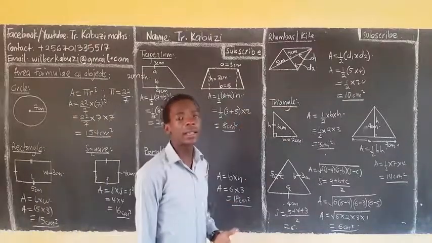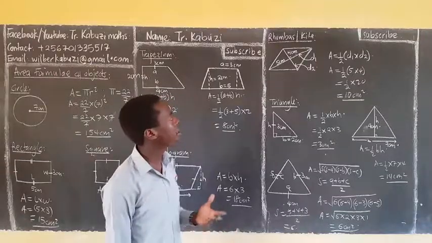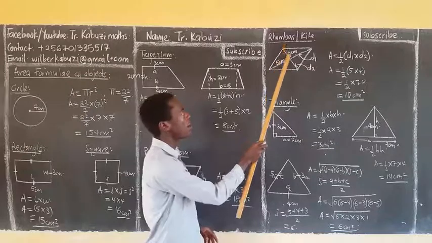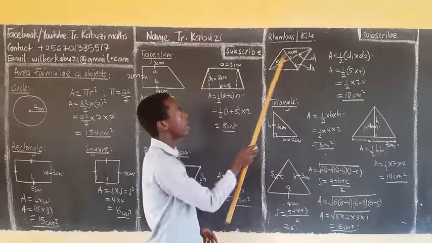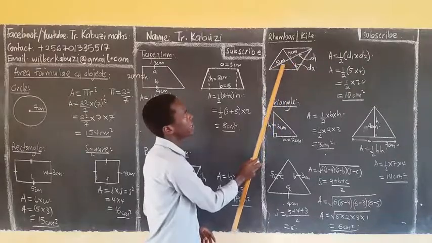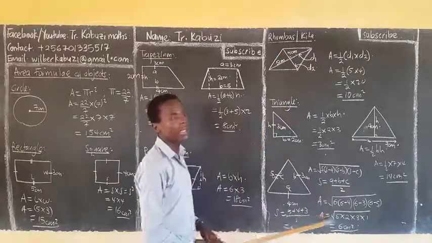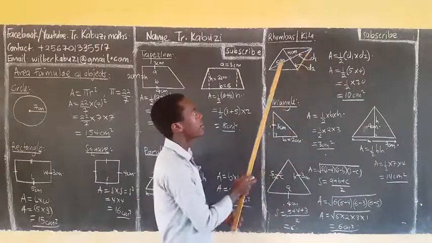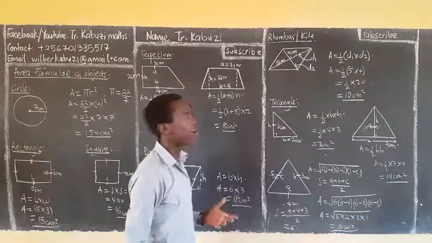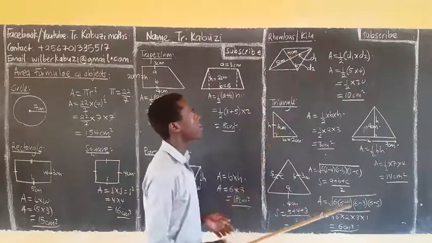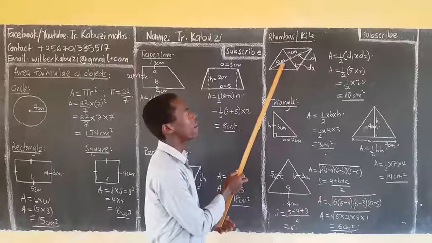When you come to a rhombus or a kite, the area is very easy. These two are what we call the diagonals. So this is diagonal 1 and this is diagonal 2. So if from here up to here is 5 centimeters and from here up to here is 4 centimeters, it means that to get the area, you get a half the product of these two diagonals for area of a rhombus. So from here up to here is 5, then from here up to here is 4. Please don't take this to be 5 only, no.